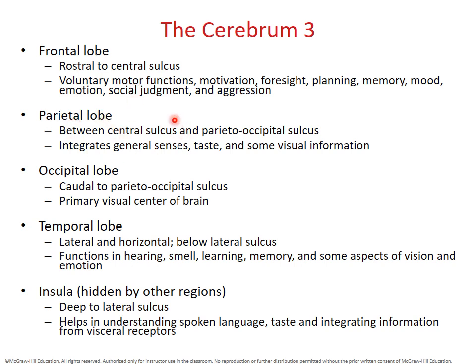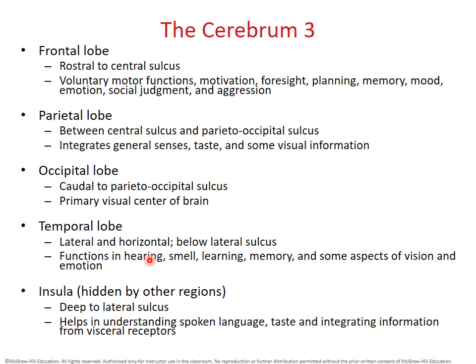The parietal lobe is primarily a sensory lobe. And as I said earlier, of course, it handles general senses like touch and temperature and things like that, but also some taste and some visual information. The occipital lobe is also primarily a sensory lobe, and it is almost exclusively dedicated to vision. It is primarily where you consciously interpret visual signals coming from your eyeballs. The temporal lobe also is primarily a sensory lobe again, and it is involved in a variety of senses.